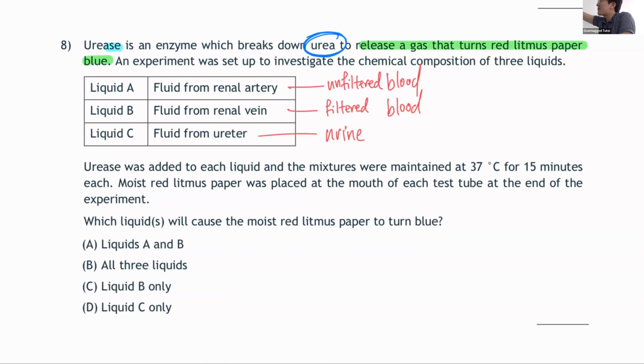So we are looking at unfiltered blood and urine. Unfortunately, we do not have A and C as an option. But both will have urea, isn't it? So why do I want the answer to be liquid C only? I'm telling you, the answer is liquid C only. Why?